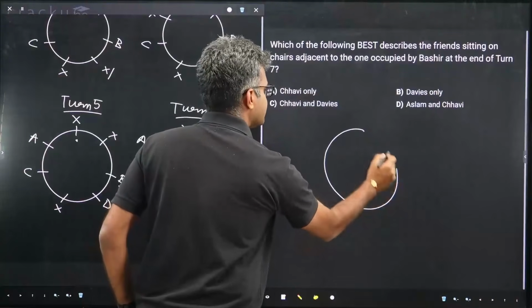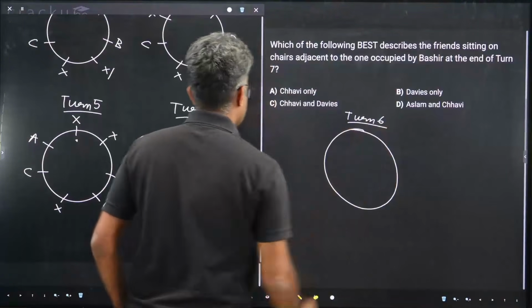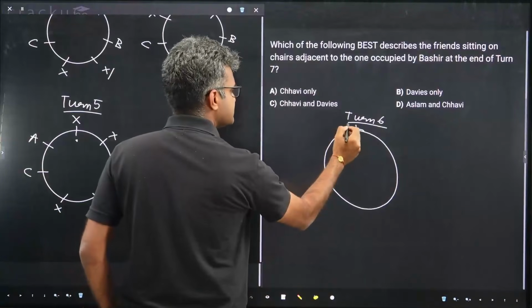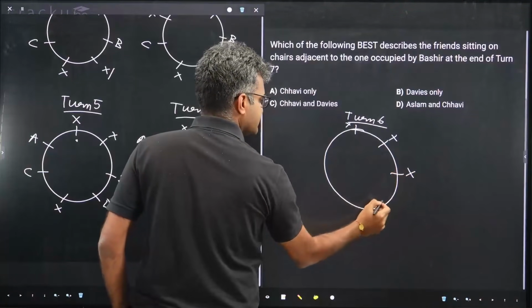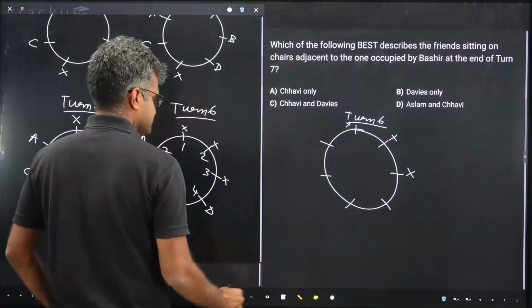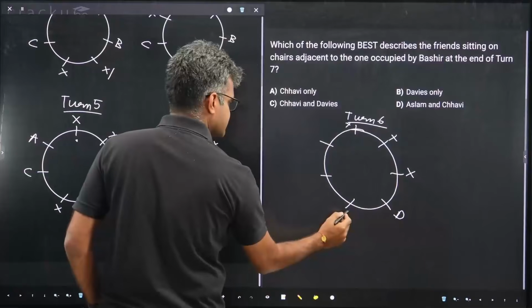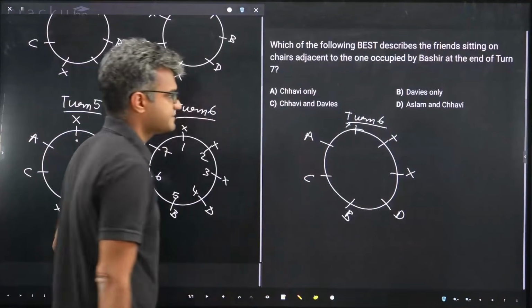And if you are looking at the position after turn 6, this is the position: this is empty, this is empty, this is empty, this is 4, this is 5, this is 6 and this is 7. This is D, this is B, this is C and this is A. This is after turn 6.